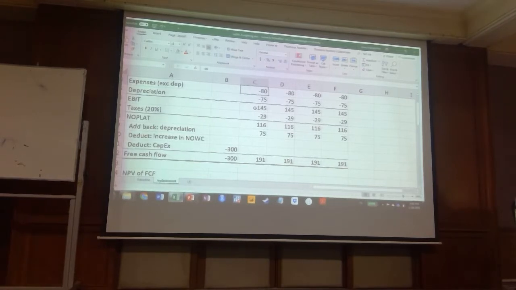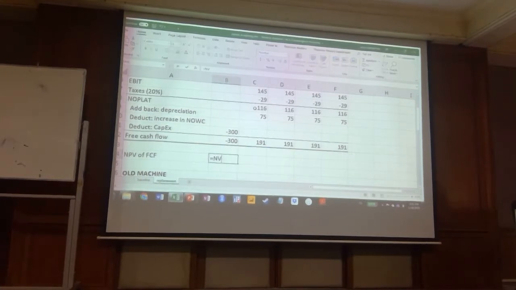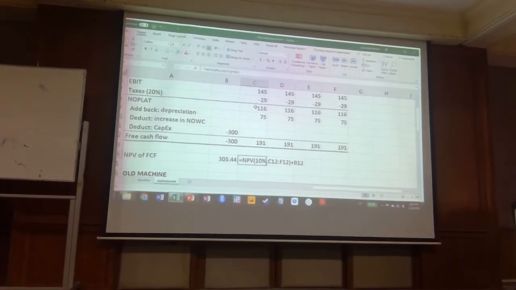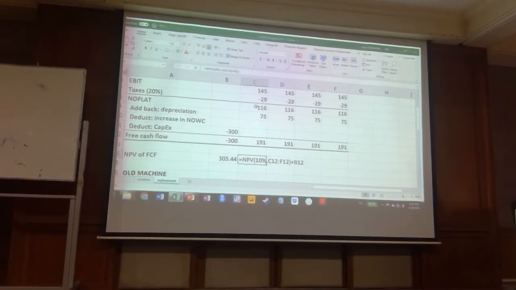Okay, so this is the free cash flow of the new machine, and we can calculate the NPV of this. We get about 305,000. It's a positive number, so we're going to do it. Okay. We can do the IRR too if you like. Also, a fantastic IRR like this. Okay. Looks like you want to do it.